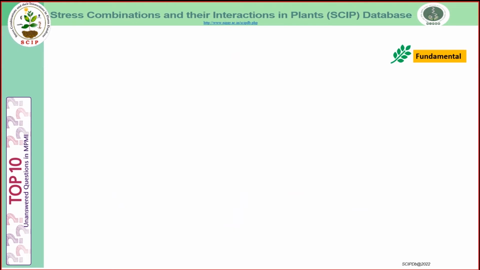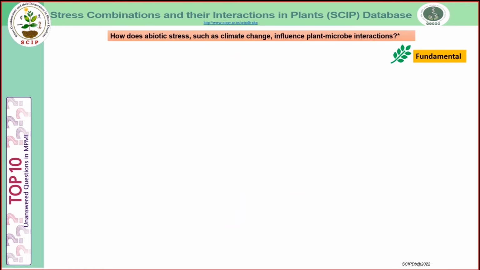As a contribution to enriching the knowledge on fundamental research, the comprehensive literature information in the SCIP database helps in providing answers to a few of the top 10 unanswered questions in the MPMI. For example, the very pertinent question posed on the MPMI platform on how does abiotic stress such as climate change influence plant microbe interactions is answered in the SCIP database.